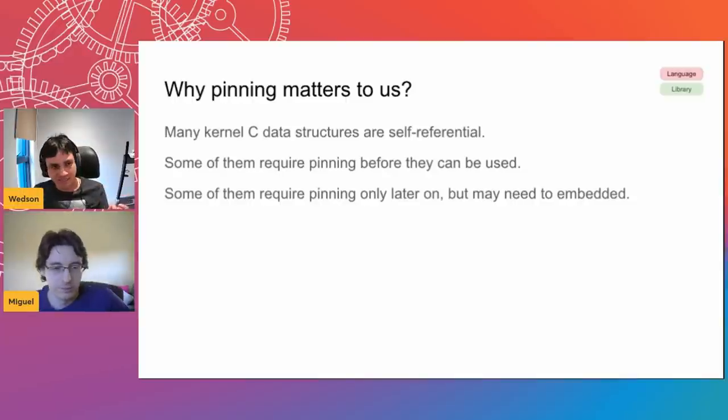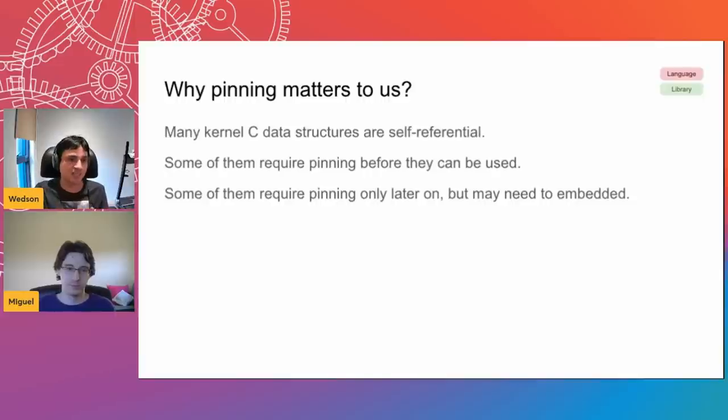So on the C side, we have some cases when we need to pin these objects from the beginning. Right after we allocate the object, we need to pin it before we can use it. There are some cases where we don't need to pin it right away, but later on. I'll show you two examples: one for the first case, and another one for the second case. And I'll show you what the problems are, the ergonomics, and some possible solutions that the language may choose to adopt in the future.